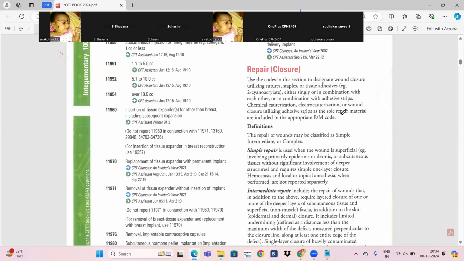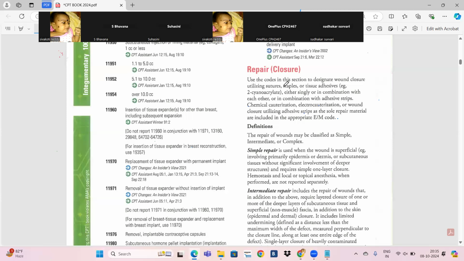Sole means single, alone. Sole repair material is included in the E/M. No need to code a separate repair code. If they closed the wound with these materials, it is included in the E/M, meaning the office visit. In the office visit only it is included. No need to code separately means they won't get billed for a procedure. Electrocauterization or chemical cauterization means they will put some chemical to close the wound. They won't get any payment.